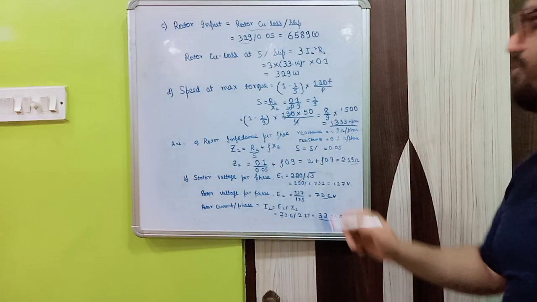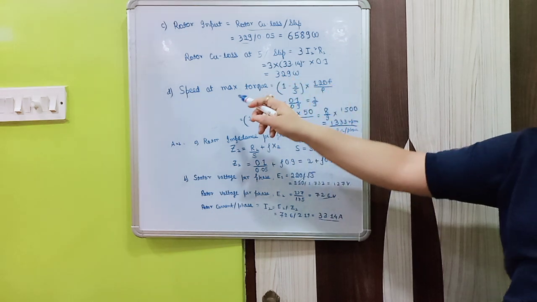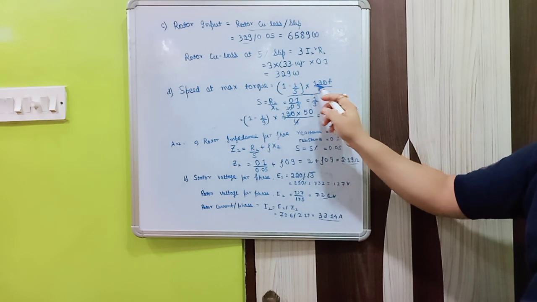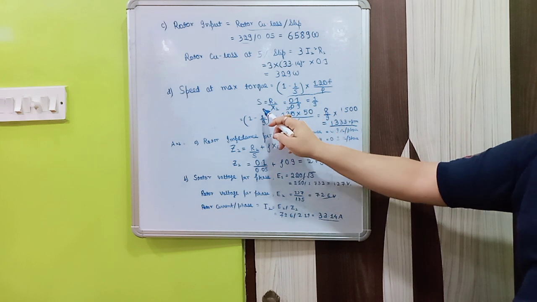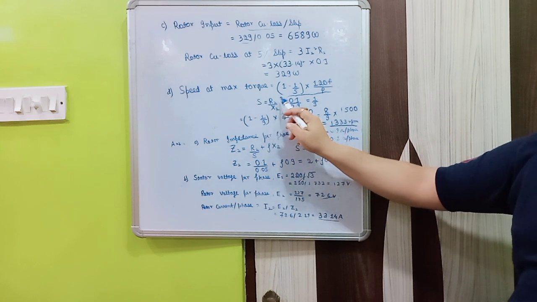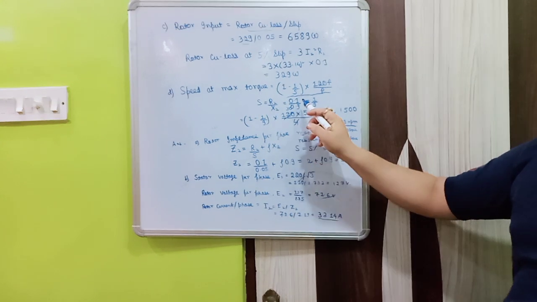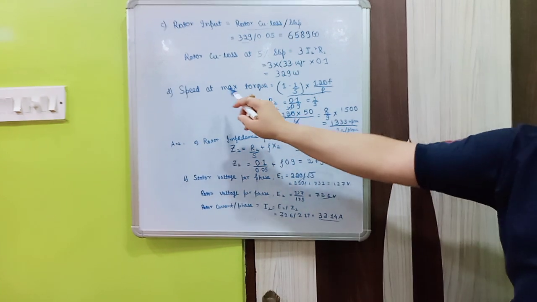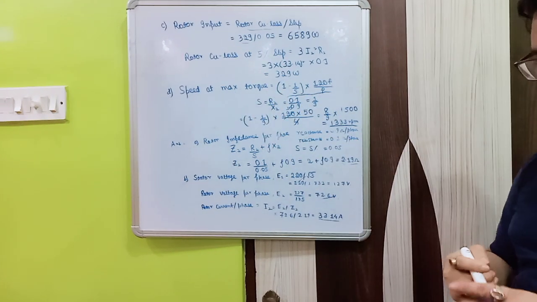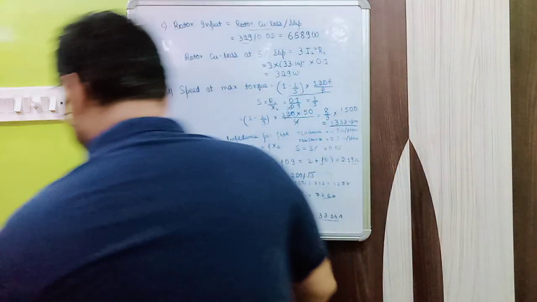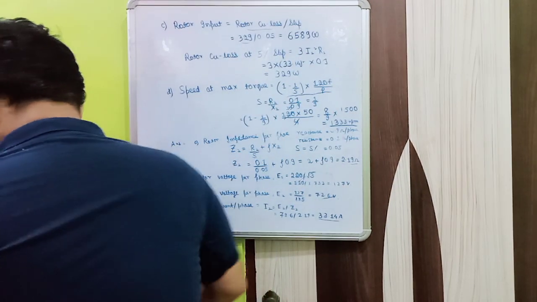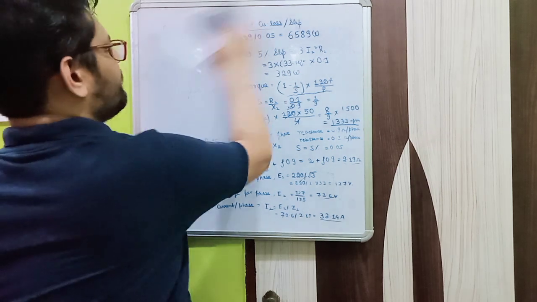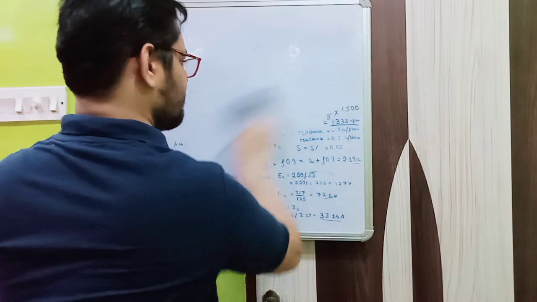So I hope you have understood how we have calculated the speed at maximum torque. This is the formula: N is equal to 1 minus S into 120 F by P. So S is equal to nothing but resistance by reactance. So we have put the value as 1 by 9, and got the speed at the maximum torque. Now I'm going to proceed with the next question. I hope it is very easy for you now.